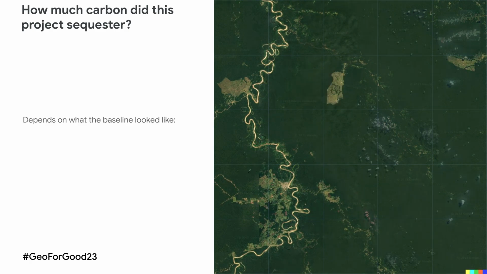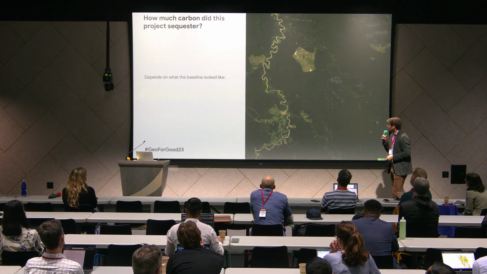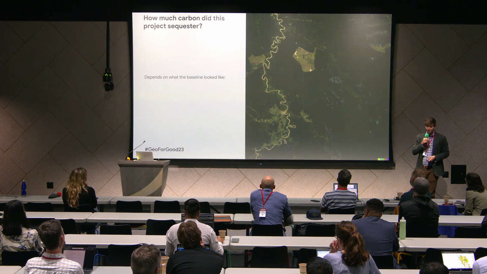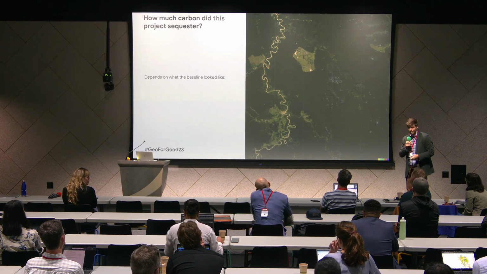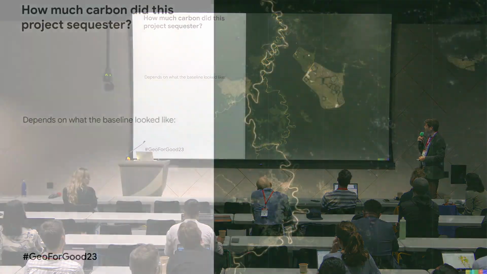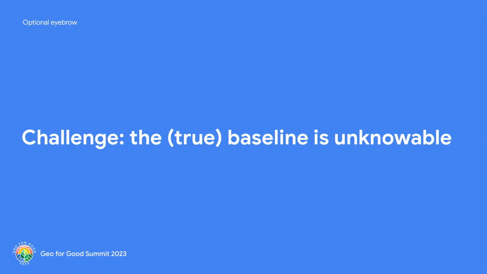Or maybe it would have looked like that. We have a patch of deforestation. Or maybe it would have looked like that, where we have a much larger area of deforestation. And which one of those we think is most likely will inform how many carbon credits we should assign to this carbon project. So the challenge here is the true baseline is unknowable. It's impossible to observe, because once you're under a carbon project, you can't know what would have happened without the carbon project.